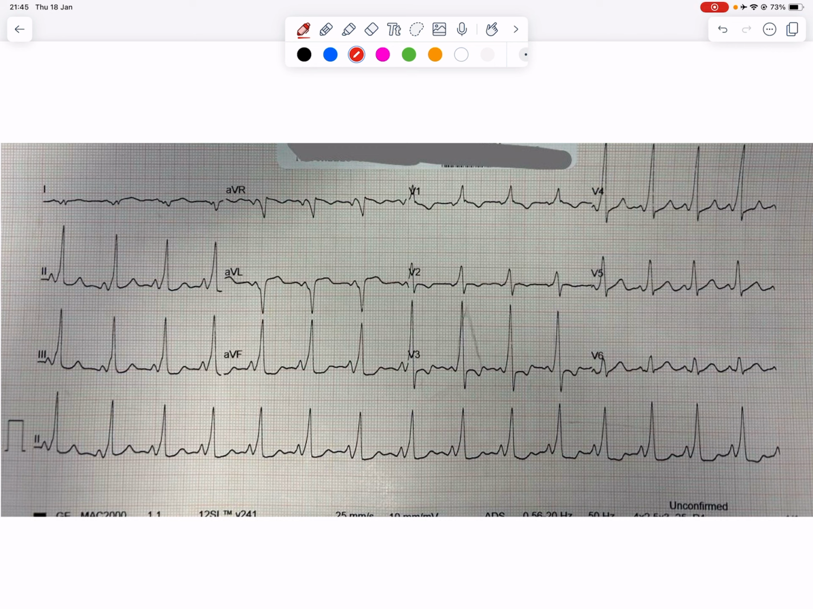So let's look at the rate. We count the number of QRS complexes and times it by 6. Why 6? This is a 10-second ECG, and 10 times 6 is a minute. So we count 15 complexes times 6, which is equal to 90. Then we're going to look at the rhythm.